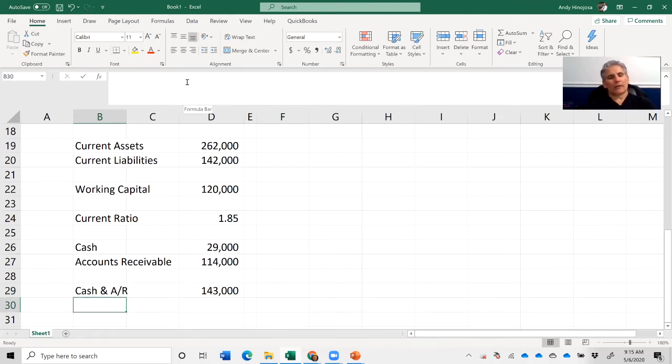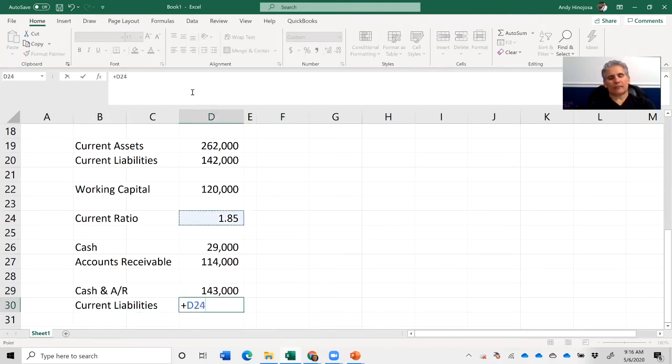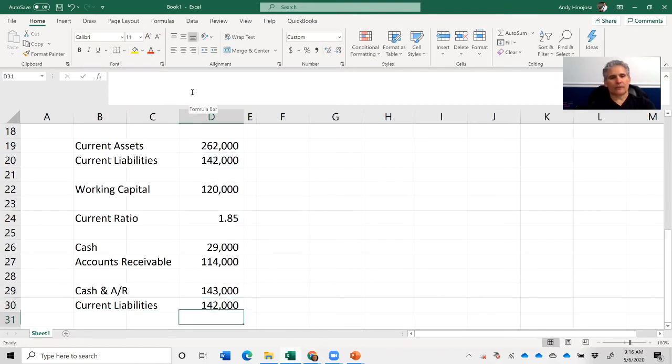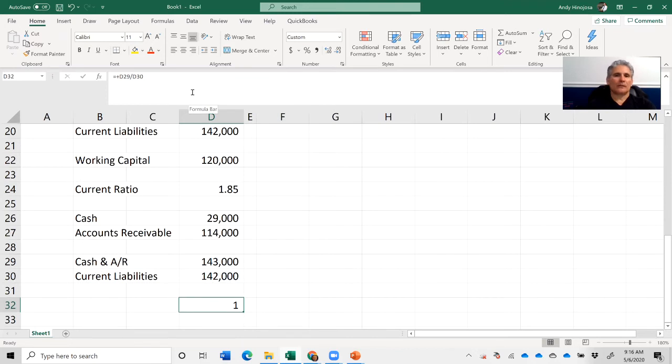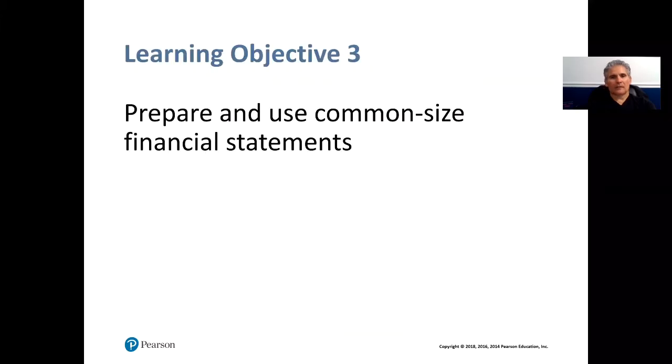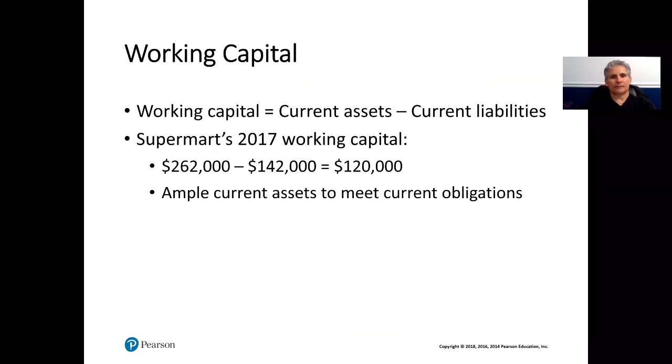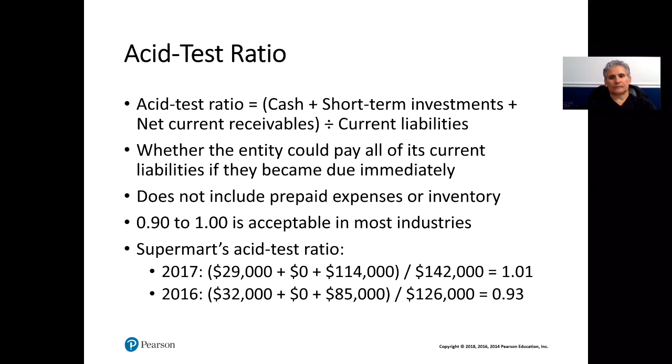So, we're going to compare that to current liabilities. We have that number already. That was given. That's 142,000. So now we're going to take this 143 and divide it by 142. To the nearest 100, it's 1.01. Let's see what they came up with. Yep, 1.01.